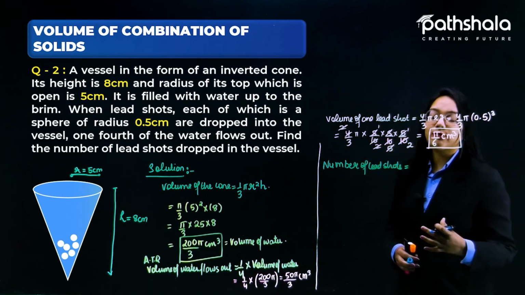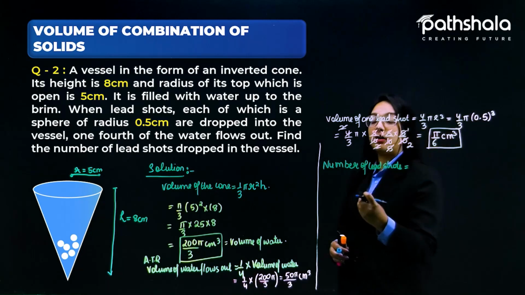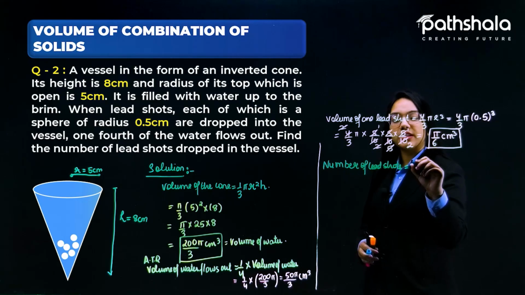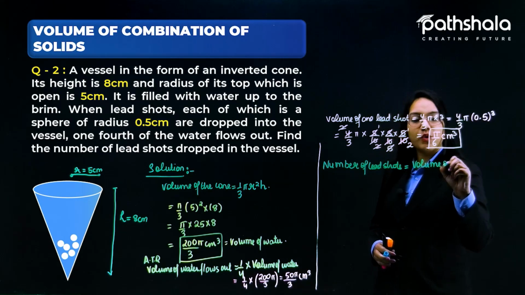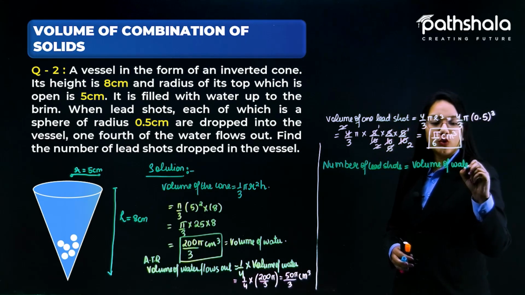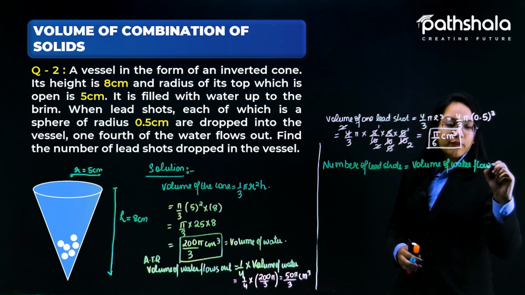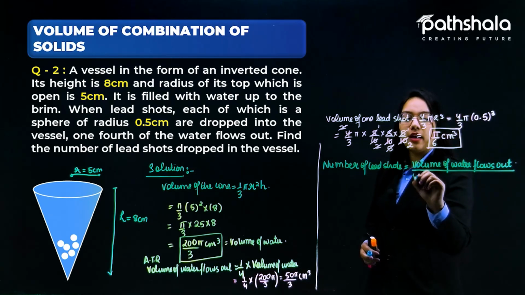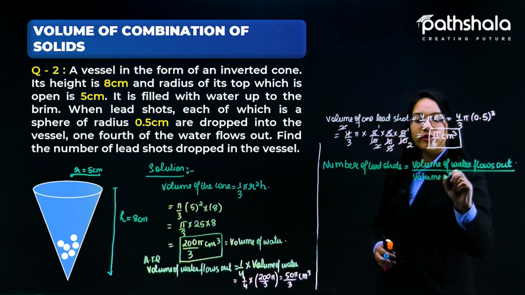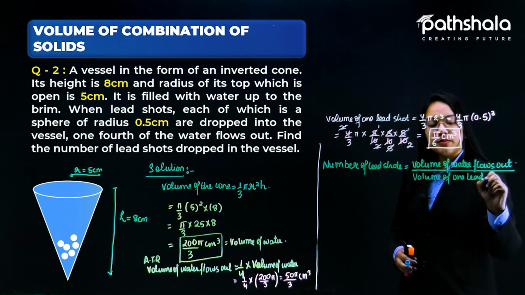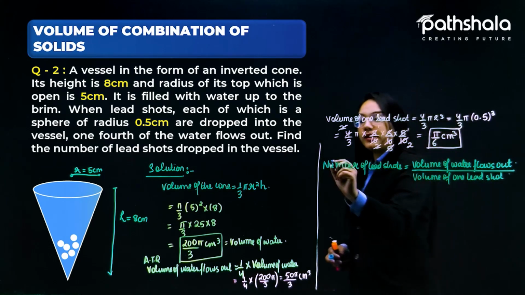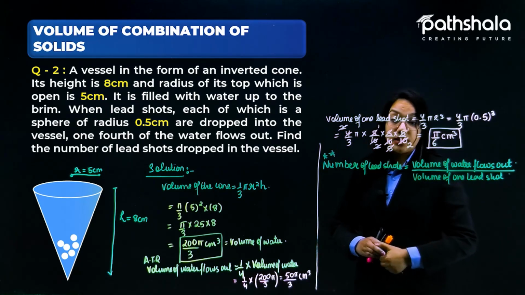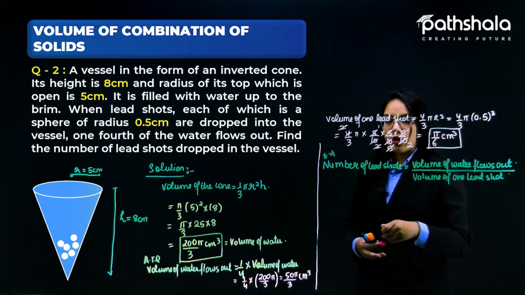Always remember this formula: whenever we want to find out the number of lead shots that are dropped in a vessel, it is equal to the volume of the water that flows out divided by the volume of one lead shot. This formula always helps us to find out the number of lead shots. Let me mark it with a star, as this is an important formula. Now let's plug in all the values over here.